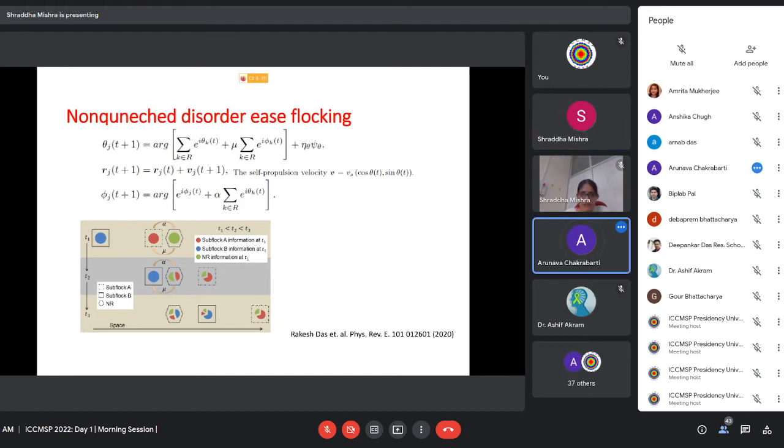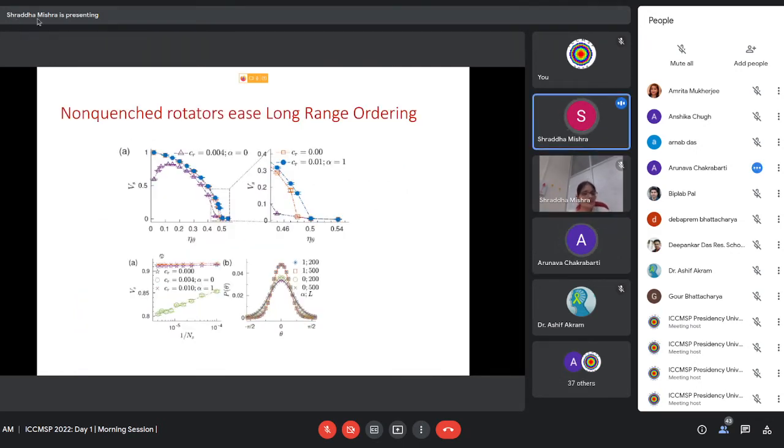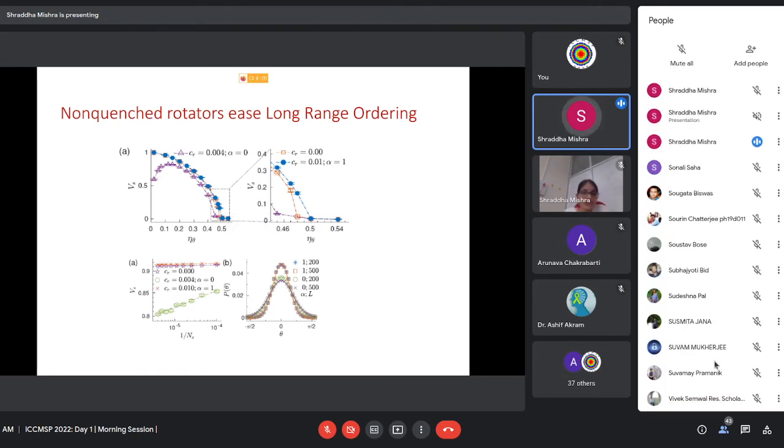Okay. So now we try to understand this system again by calculating some other observable. We calculated again the global orientation order parameter as a function of noise for different densities of obstacle. So this blue triangle is the quench one, the previous model, and it shows a non-monotonicity as in some other simulations I have shown.